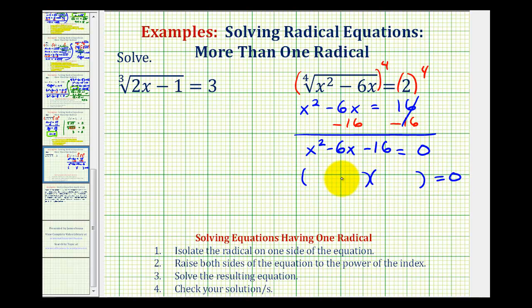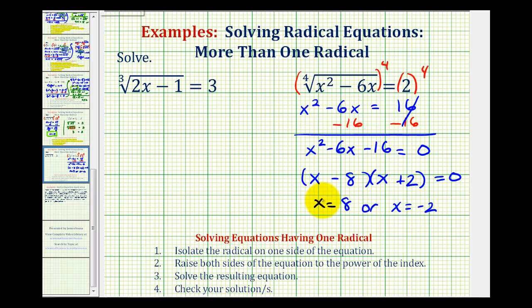The first terms must come from the factors of x squared, which would be x and x. And now we want the factors of negative 16 that add to negative 6. And since negative 8 times 2 is equal to negative 16, and negative 8 plus 2 is equal to negative 6, one of the factors will be x minus 8, and one factor will be x plus 2. So this product is equal to 0 when x minus 8 is equal to 0, or x equals 8, or when x plus 2 equals 0, or when x equals negative 2.